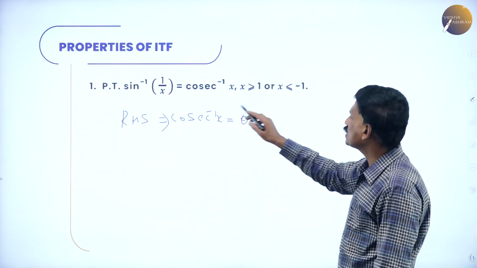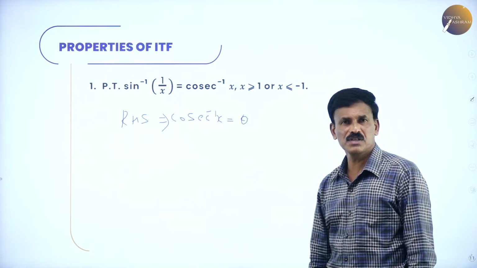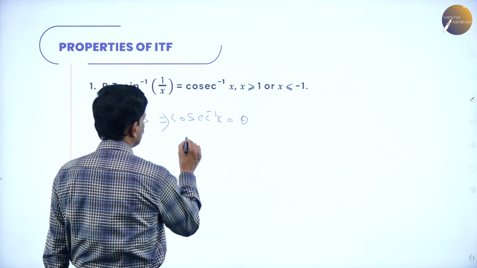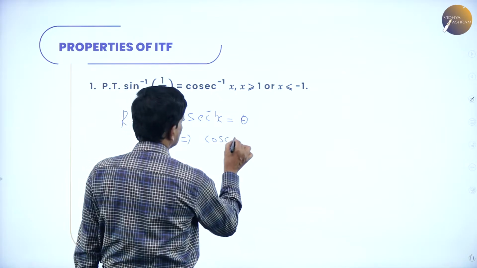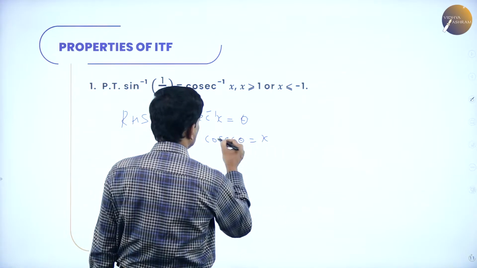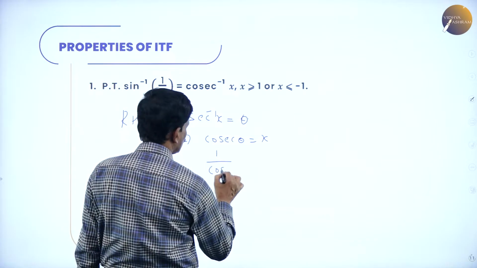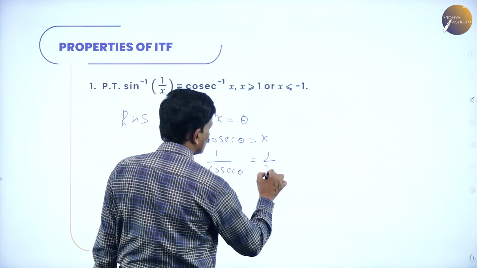Now, let us take RHS. What is RHS? Cosecant inverse of x. Let us consider cosecant inverse x as theta. This implies cosecant theta is equal to x. If you remove inverse, cosecant theta is equal to x. Reciprocate it. 1 over cosecant theta is also equal to 1 over x.